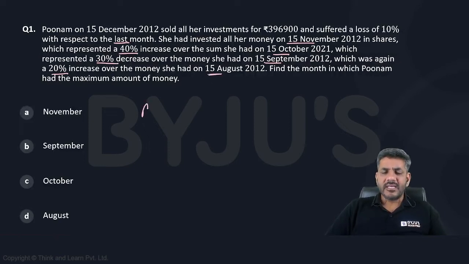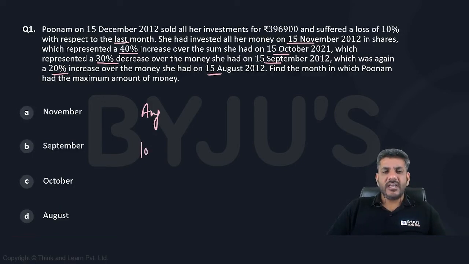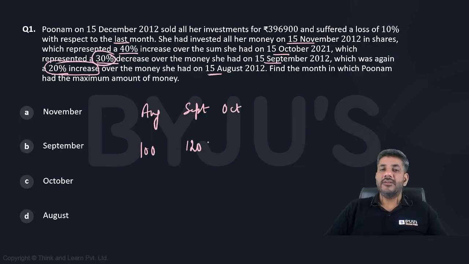had in September, which again represented a 20% increase with respect to the money in August. So I can say, let us say in August, that is on 15th of August, she had 100 rupees with her. The question says by September, her money had increased by 20%, which means the money had become 120. By October, it says the money decreased by 30% from that. So 120 minus 30% of 120 will give you somewhere around 84.